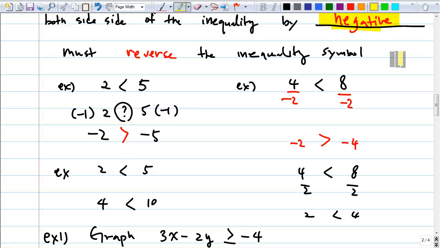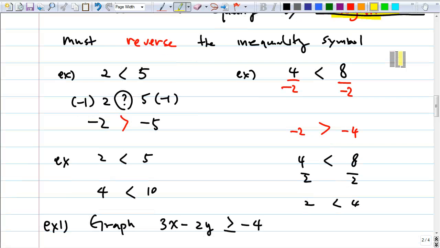It says graph this inequality. Go ahead, everybody try. How would you graph 3x minus 2y greater than or equal to negative 4? By the way, do you like this form as it's written right now? No. How should you change this to?